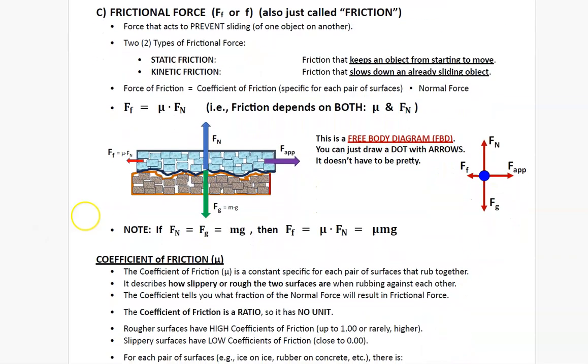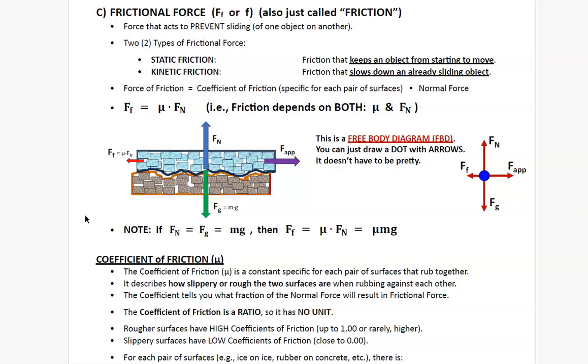The next force is the frictional force. Sometimes it's just called friction. In everyday English, we tend to call it friction, but friction is actually a type of force. We abbreviate it as F sub little f, lowercase f, or just with a lowercase f. In this class, we'll usually abbreviate it with a capital F with a lowercase f subscript, all right? And the force that prevents sliding of one object on another is what we call friction.